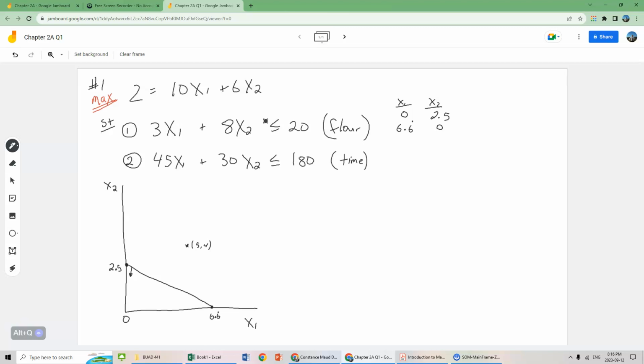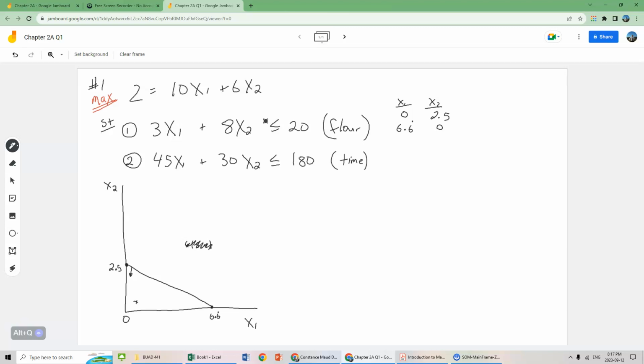It's impossible. So this we can't do. But anything in here is possible. Anything underneath this boundary line is good. However, because we want to maximize profits, we don't want to produce here, say at 1x1 and 1x2, because we can make more profit if we were to go out to this boundary limit.